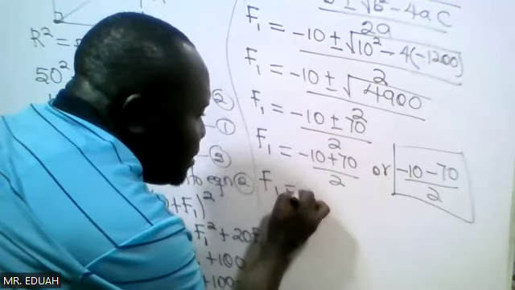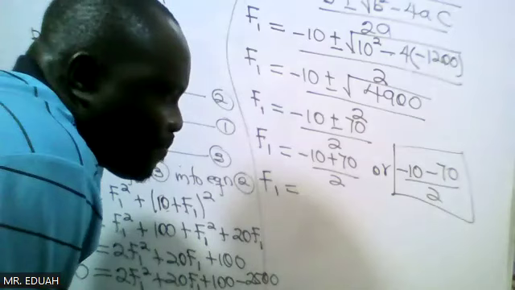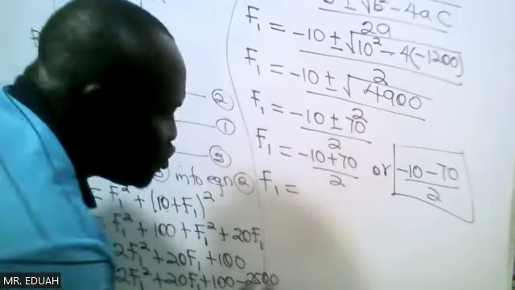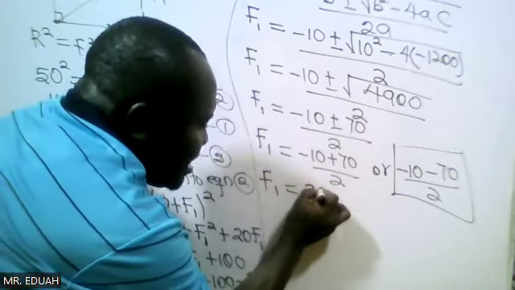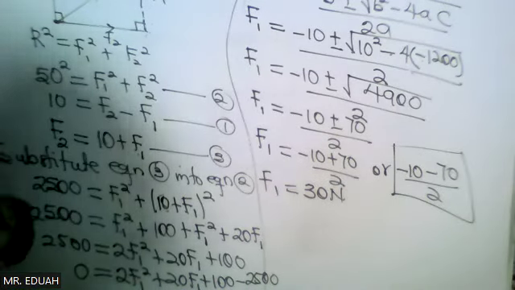F1 therefore would be equal to 70 minus 10, which is 60, divided by 2. So straight away I have 30 Newton for F1.